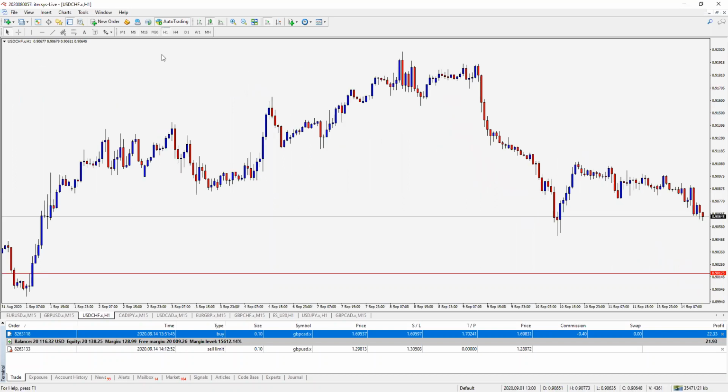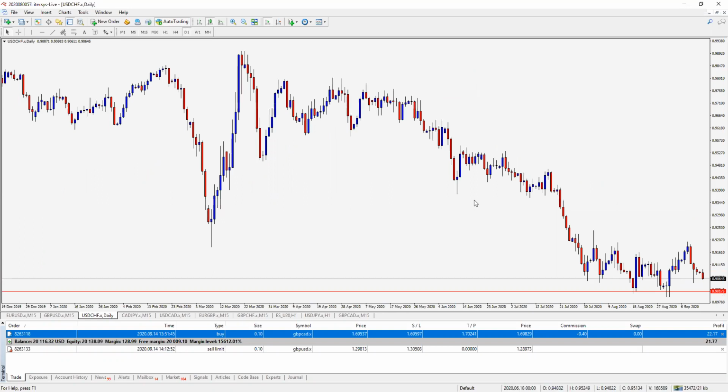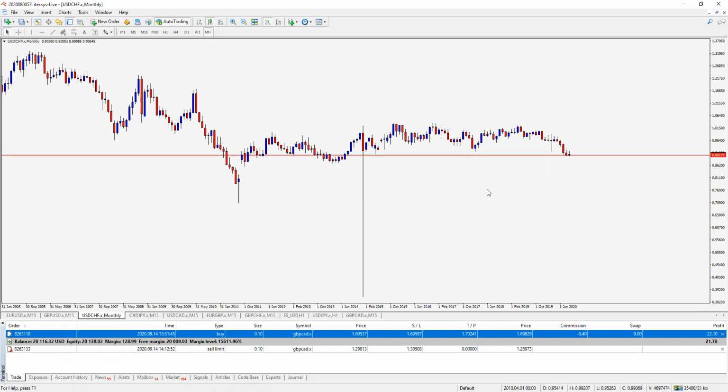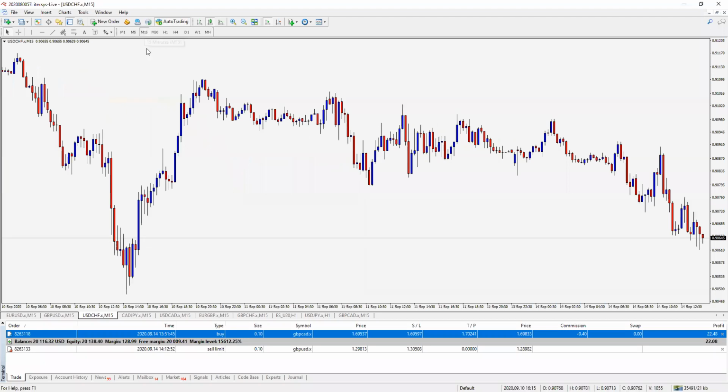That's for the US dollar against the Swiss, the daily chart, and in the weekly chart we can see the price is very low, and I believe it's safer to look for a buy position, but we still need to find the perfect setup for this.